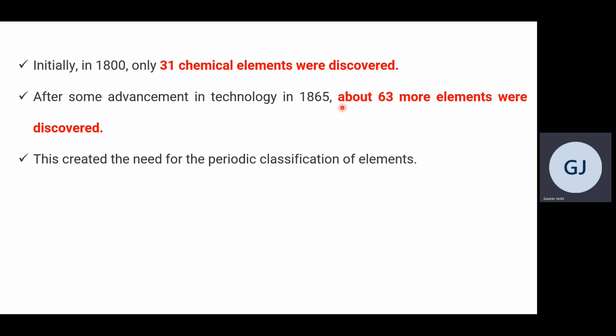Then by 1865, 63 elements had been discovered, right? So this number is increasing, and even nowadays it is increasing. We are at 118. That's why there is an immense need to make a periodic table and to modify it once we find a new chemical or a new element. So this is one of the important things.